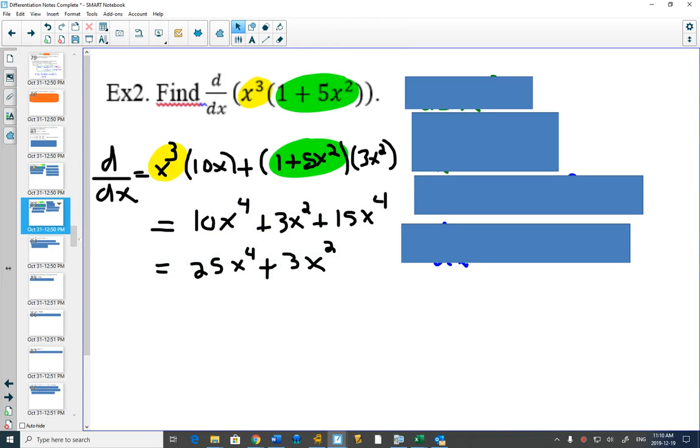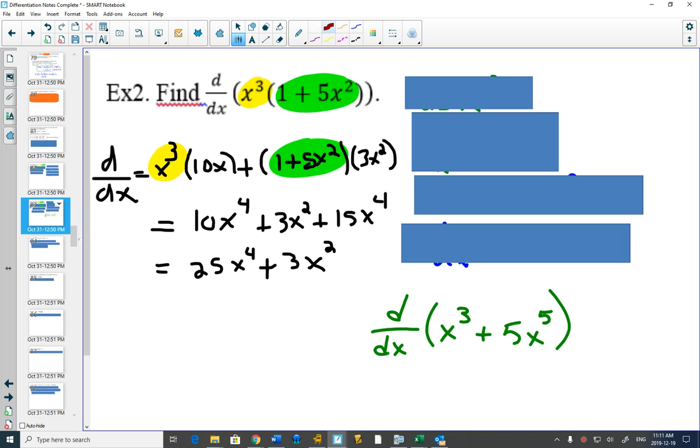Again, you could multiply this out and simplify. Some of you are probably thinking, if I multiplied to begin with, I would just get x cubed plus 5x to the 5. Isn't this easier? And I would say, yes, it is. For this case, it probably would be easier to multiply out first and use your regular derivative rules. But it's nice to see that you get the same answer whether you use your new product rule or your old derivative rules, your old power rule.